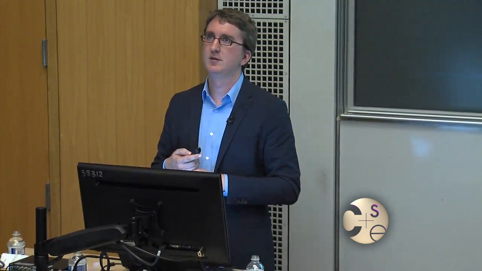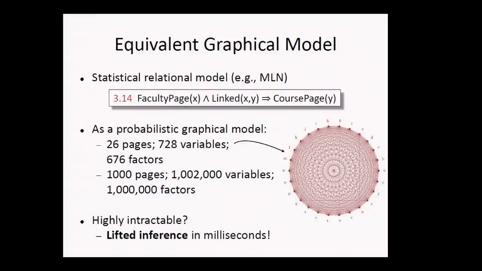So now you're wondering, how does this relate to these statistical relational representations, MLNs? Well, I told you before that if you have such a statistical relational model, like this one here, here we try to classify web pages, and web pages can either be faculty pages or course pages, depending on the link structure of the graph. You say that if X is a faculty page and linked to Y, then Y is more likely to be a course page. So this is just a probability distribution over classes of web pages and the links between them. And okay, this is a statistical relational model.